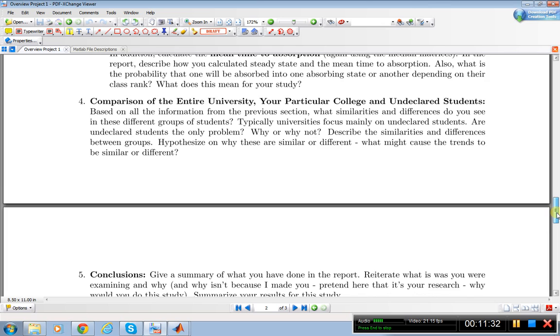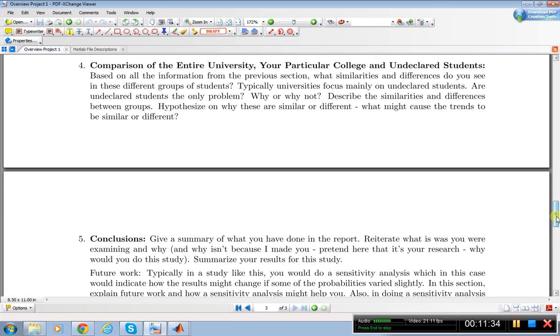What does it mean? Then you want to compare what you get for the entire university with your particular college and with undeclared students. Based upon all the information that you generated in section 3, what do the differences tell you? Do they tell you anything different?